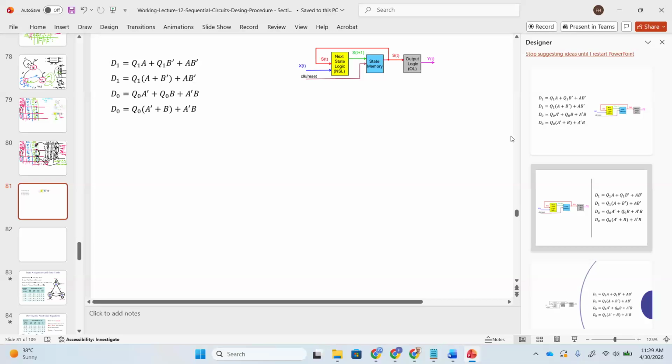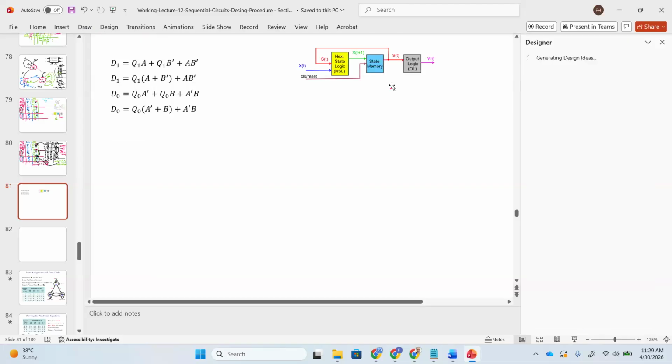Okay, so now if you look at here, please remember we said it there. Now we have the current state. This is the current state, which is actually Q1 and Q0. Am I right or not? S(t+1) is what? Help me. S(t+1) is D1 and D0. You got it or not got it?